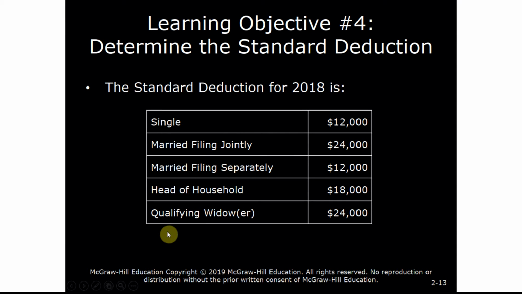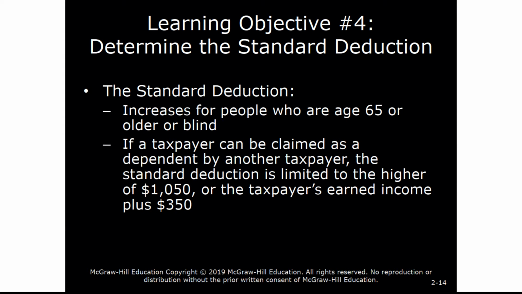So the new standard deductions as of the beginning of 2018 are a single $12,000 standard deduction, double that for married filing joint and qualifying widower, and then married filing separately only $12,000 for each taxpayer, and then head of household is $18,000, which is 1.5 times the single rate. There can be adjustments to the standard deduction. It can increase for people who are age 65 or older or blind.